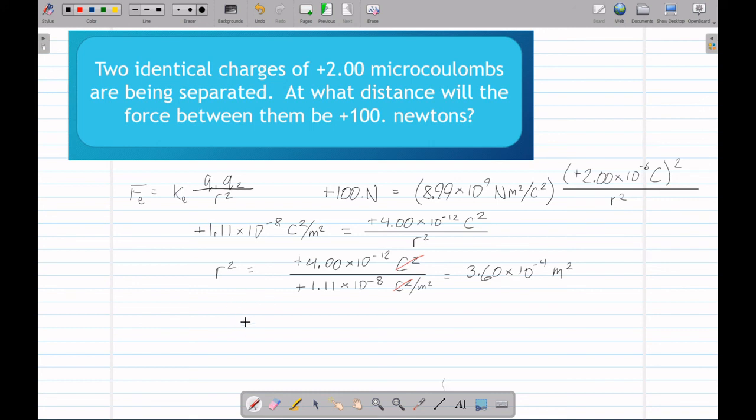And then we're almost there. We have one more step. We're going to take the square root of both sides. The square root of 3.60 times 10 to the minus 4 is going to give us 0.0190 when we round it to 3 significant figures. And that's going to be meters. So the charges will experience a repulsive force of 100 newtons when they are 0.0190 meters, or 1.9 centimeters, apart from each other.